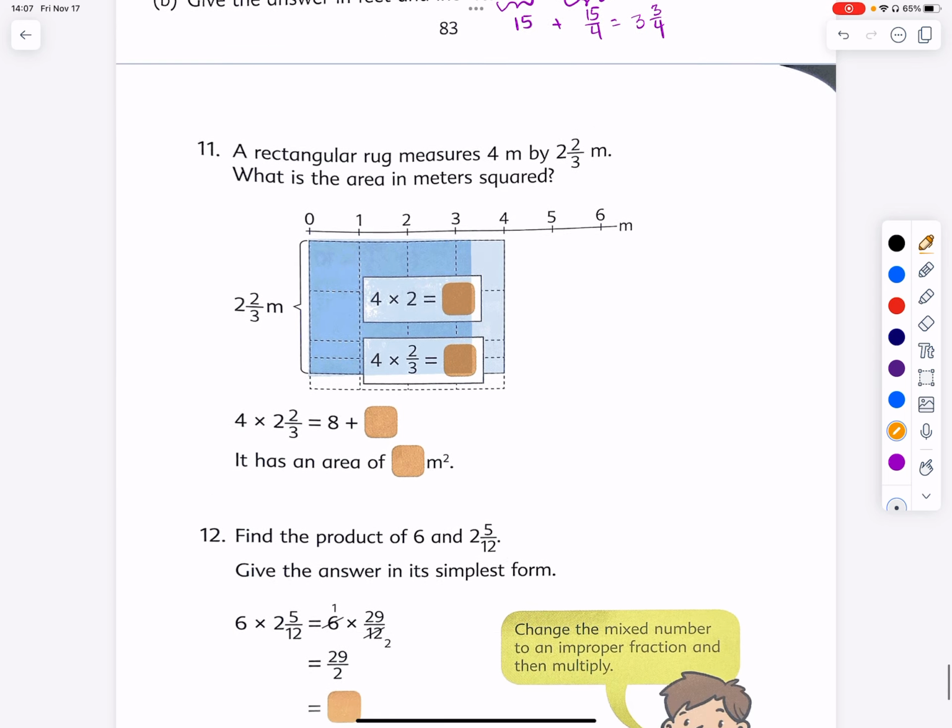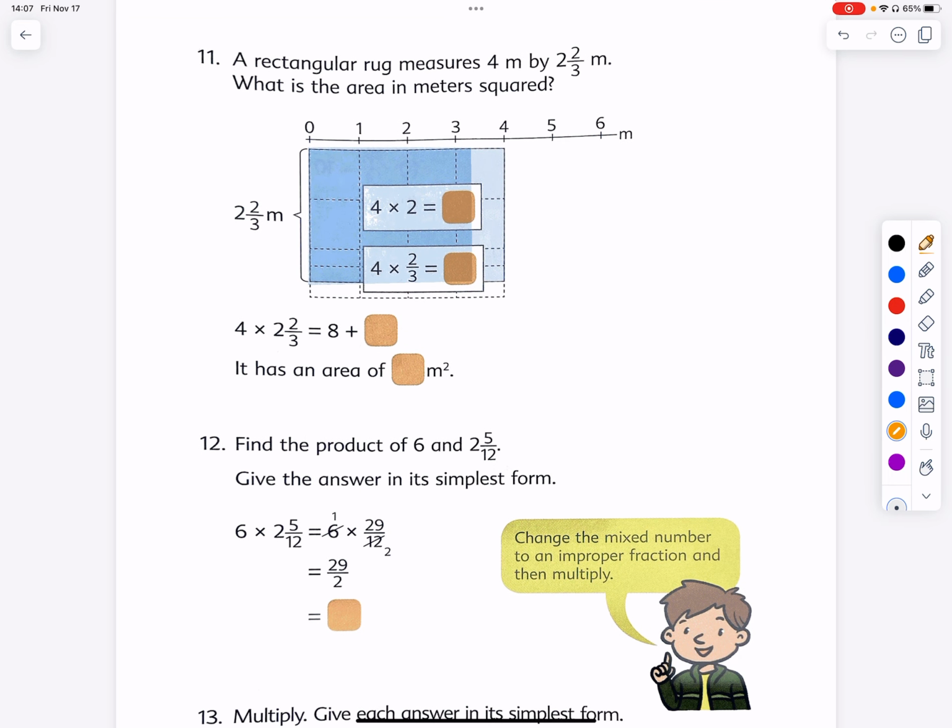Let's flip to the next page, page 84, and again, we have a geometry type of problem. Again, we have a rectangular rug. Oh, thank God for rectangular rugs. That measures 4 meters by 2 2/3 of a meter. So we do have our length, we have our width, and to find the area, we need to multiply length times width.